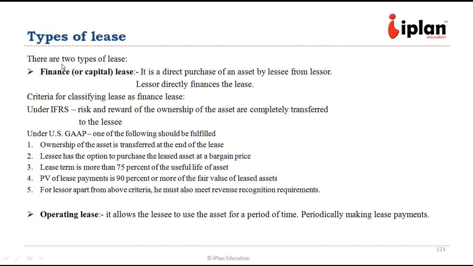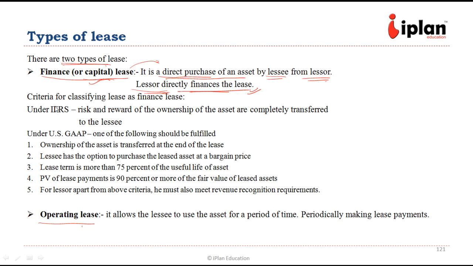Broadly, there are two types of lease. One is financial or capital lease. Another is operating lease. So let us look at financial lease. It is a direct purchase of asset by lessee from the lessor. So the lessor is directly financing the lease. The one who is selling the asset is also providing finance to buy the asset.